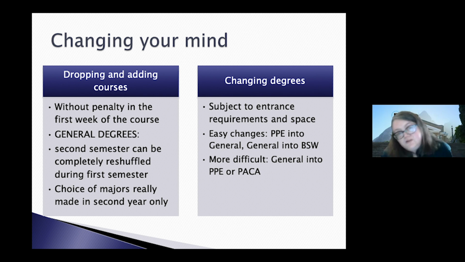It's also to a certain extent possible to move between programs. So if we accept you for example, the BA in Fine Art, and you decide, actually, no, you don't want to do the BA in Fine Art, you want to do a general BA instead, it may be possible to change you over, subject to entrance requirements, subject to space. Some changes are easy. If we accepted you from the PPE, you can automatically move into the general degree if you decide that economics is just evil and you don't want to do it.